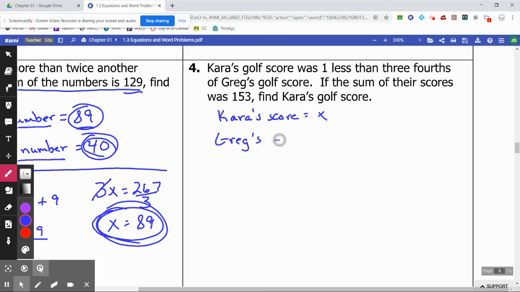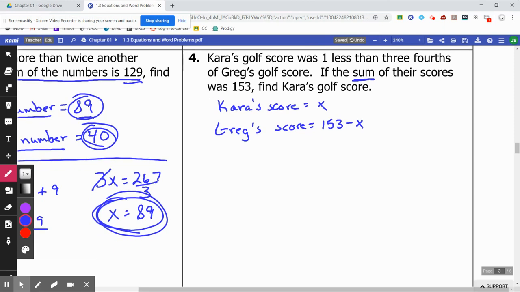Greg's score, and again, there's two different ways to work this. You could let it be y, and then you could set up a system. We don't want to do that quite yet. Since the sum of the two is 153, we can take 153 and subtract Kara's score from it, and that would give us Greg's score. So there's our two variables, or two scores.